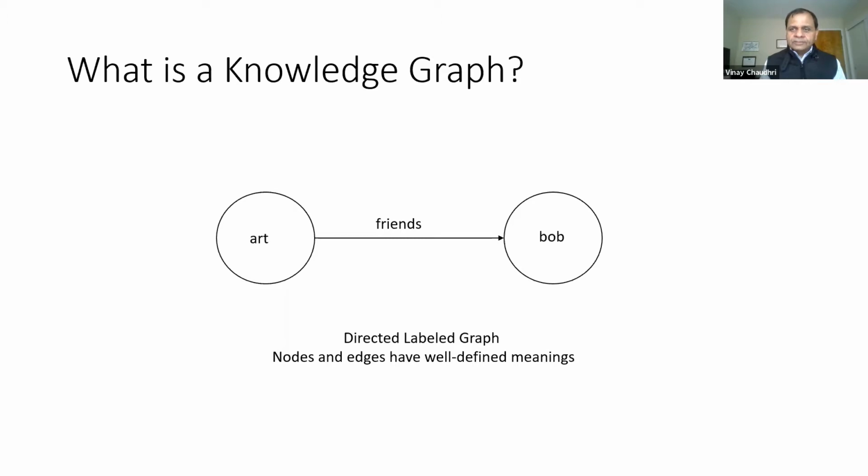Regarding the friends relationship, we can either describe the meaning of the friends relationship in English by simply describing it, or we could also say that we will associate the friends link between Art and Bob if, say, on a social network such as Facebook, Art has sent a friend request to Bob and Bob has accepted that request. If that has happened in the real world, we will put this friends link between Art and Bob. That's one way of defining meanings.